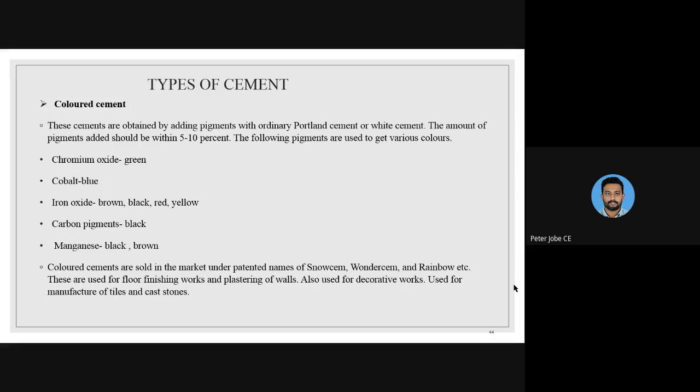There are some different types of pigments, like chromium oxide, which will be green in color. So if you want to get a cement which is green in color, we'll add chromium oxide. For some ornamental works or other aesthetical purposes, we'll have to use this colored cement.